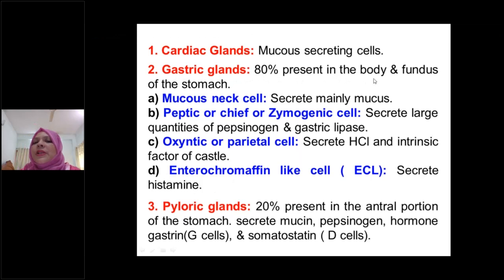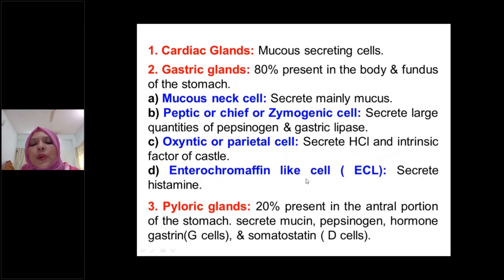Gastric gland, 80% present in the body and fundus of the stomach. There are several types of gastric gland present in the body and fundus of the stomach. First one is mucus neck cell, which secrete mainly mucus, and peptic or chief cell or zymogenic cell secrete large quantities of pepsinogen, and also secrete gastric lipase. This peptic cell mainly secrete pepsinogen, also it secrete gastric lipase. And oxyntic or parietal cell secrete hydrochloric acid and intrinsic factor of Castle.